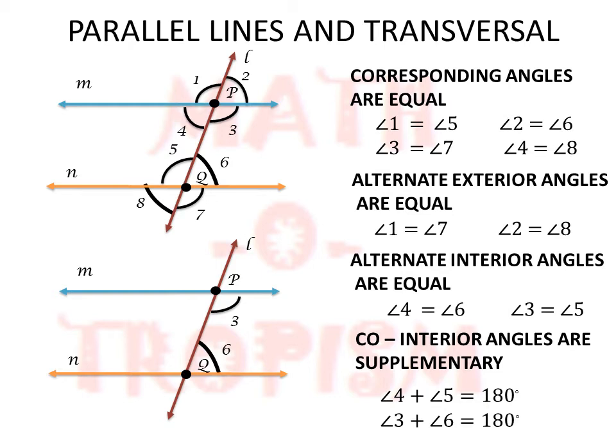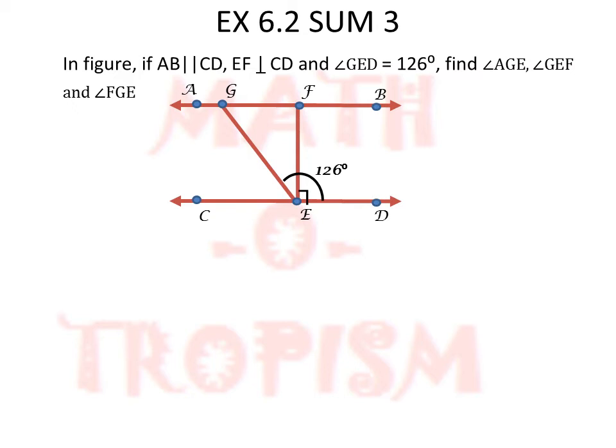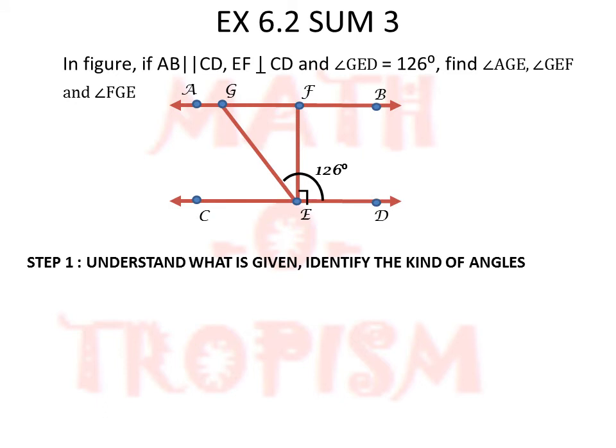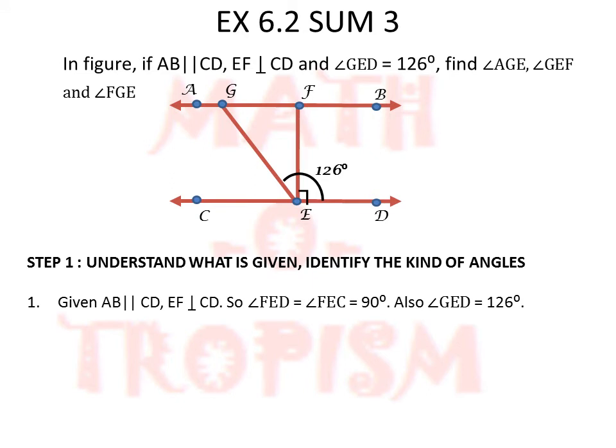So continuing with the sum, in the figure AB is parallel to CD. So first we need to understand what is given and identify the kind of angles. And angle GED is equal to 126, EF is perpendicular to CD they have given. So since it is given EF is perpendicular to CD, it means the angle FED and angle FEC both will be equal to 90 degree because it is a perpendicular line, and also given is angle GED is 126 degree.